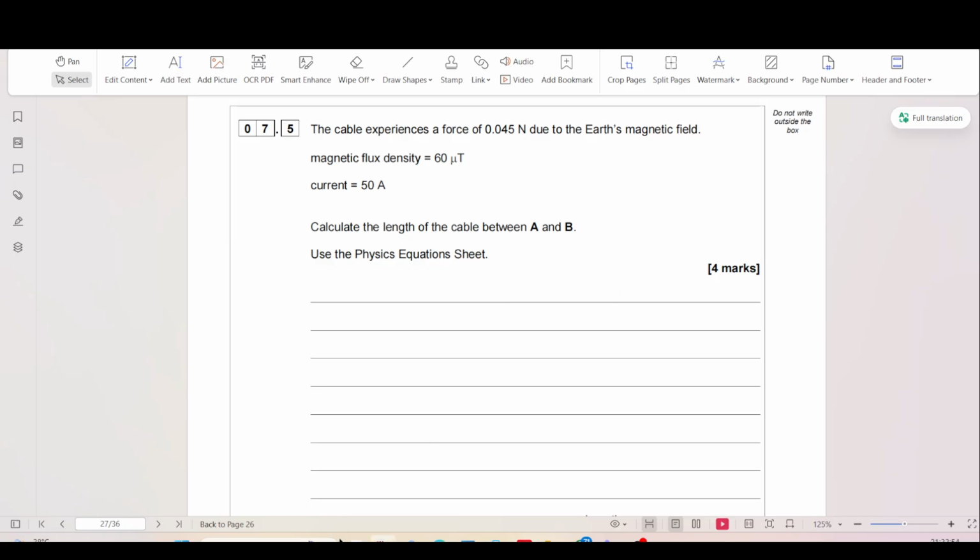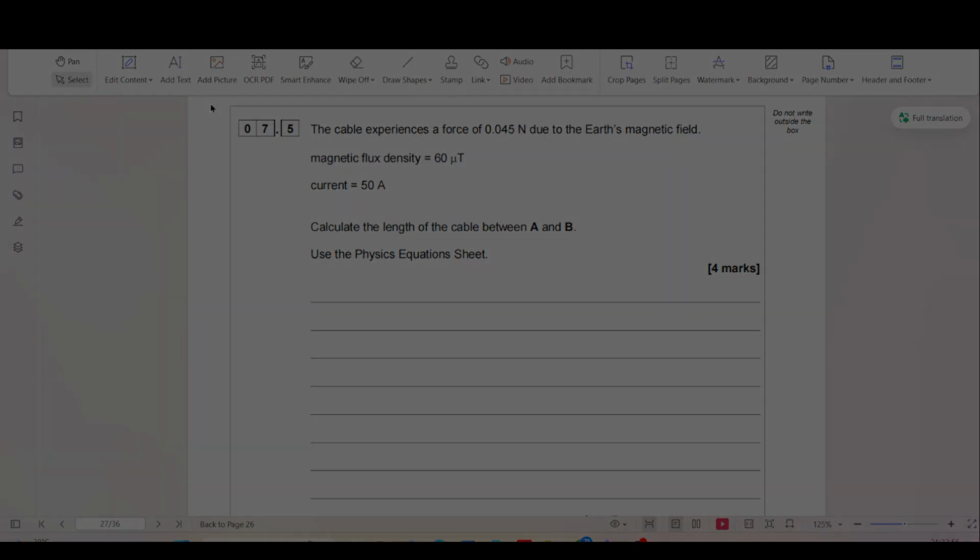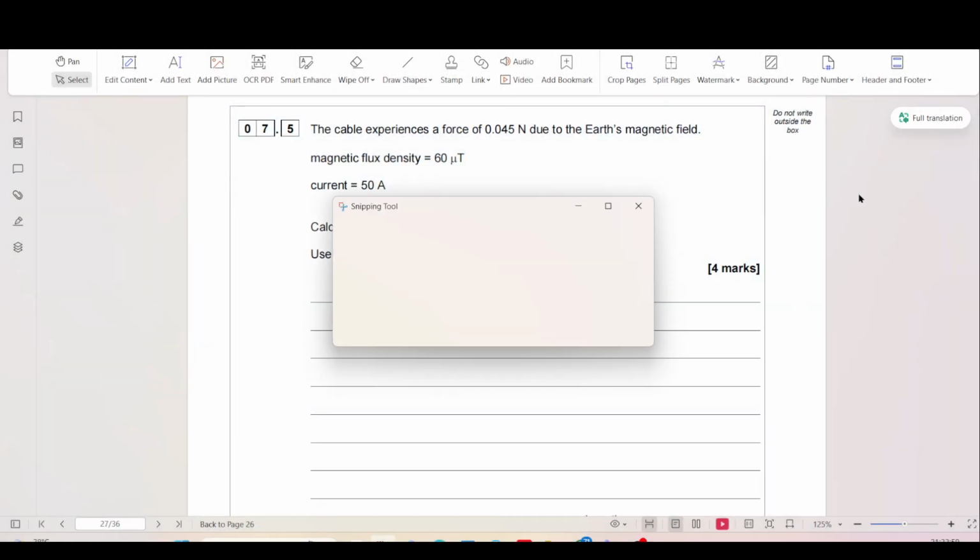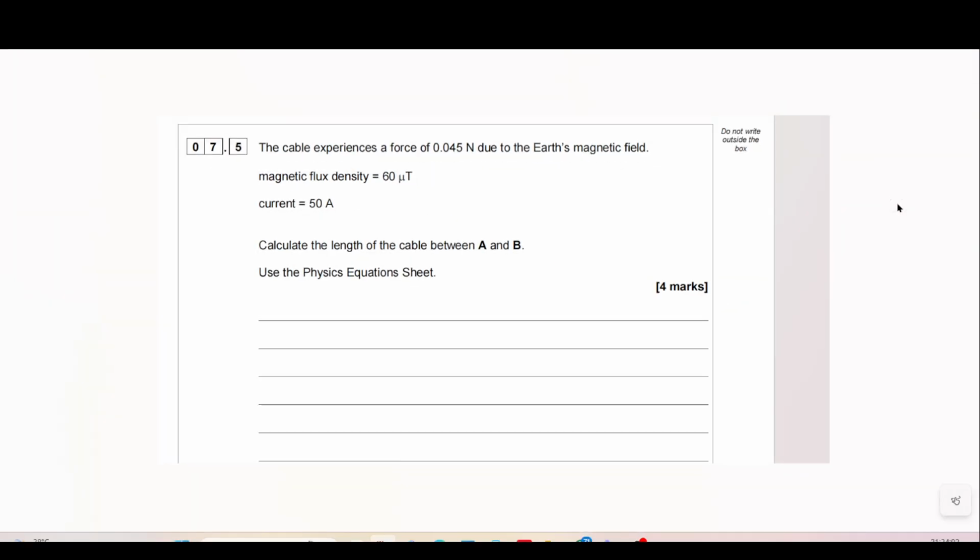The cable experiences a force of 0.045 newtons due to Earth's magnetic field. Magnetic flux density equals 60, current equals 50. Calculate the length of the cable between A and B using the physics equation sheet. So you have your force and you have current.